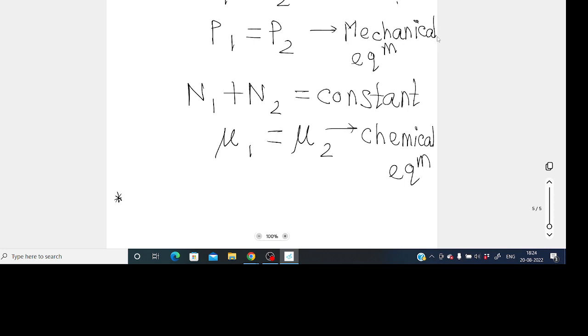Pressure equal means there is no net change of volume of the two subsystems, since the pressure of the two subsystems is equal at mechanical equilibrium.